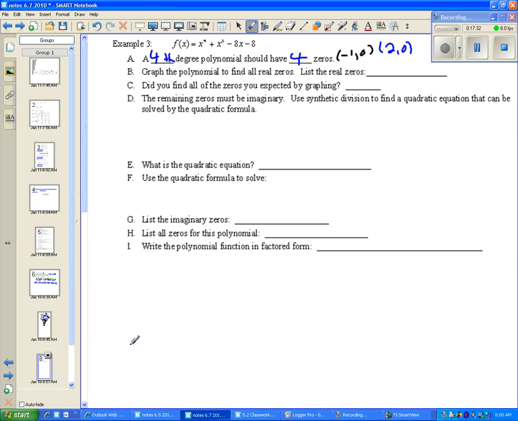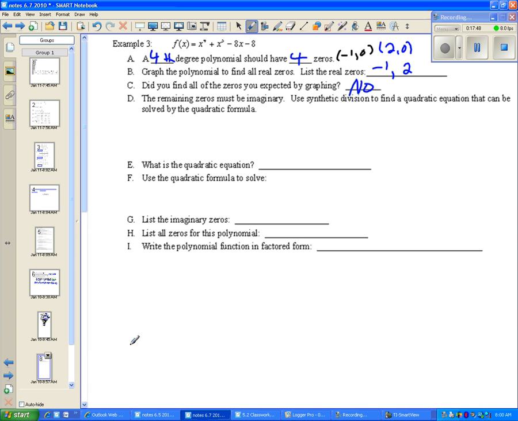I like to write the coordinates. That's my personal preference. You don't have to, but I like to write them. So what are my zeros? List the real zeros. My real zeros are -1 and 2. Did you find all the zeros you expected by graphing? No. I should find 4.